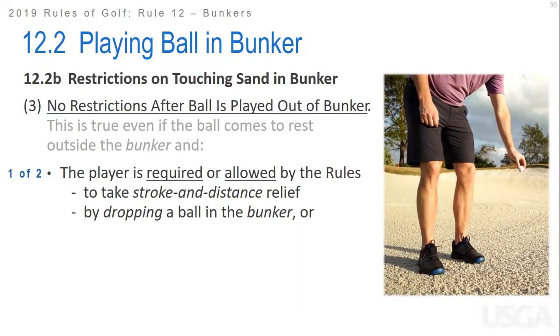Now, there might be some times where a player decides to take stroke and distance relief. An example, to explain what this rule talks about: let's say a player's in a bunker and he hits a shot, he sculls it over the green, for example, and it goes out of bounds. That player has the right under the rules to rake that area in the bunker where he's going to be dropping the ball. He does not have to play his ball out of his footprints or from the area where his ball was hit from.